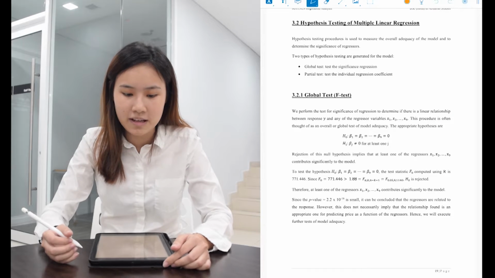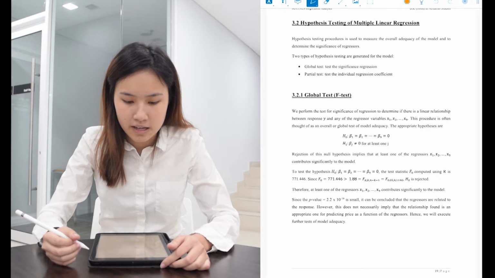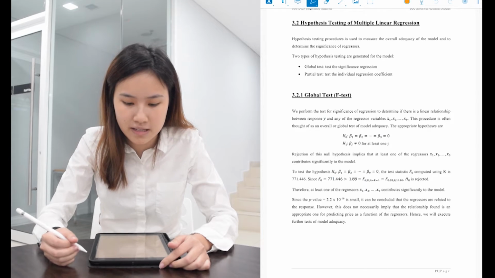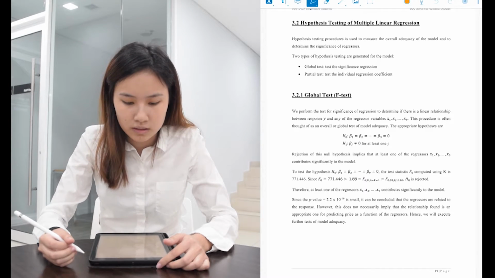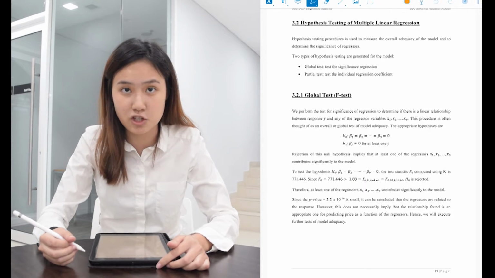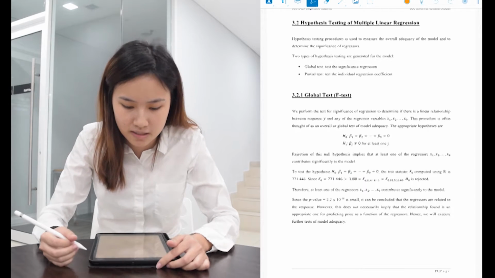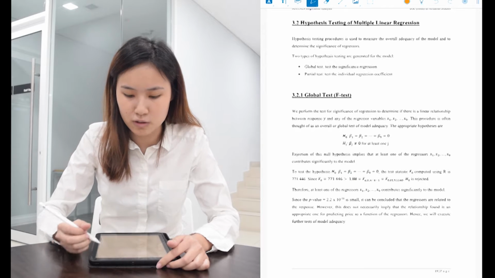Hi, I'm Xuanying. Now I will explain the hypothesis testing of multiple linear regression. There are 2 types of hypothesis testing generated for the model. The first one is the global test, and the second one is the partial test. The global test is to test the significance of regression, and the partial test is to test the individual regression coefficients.